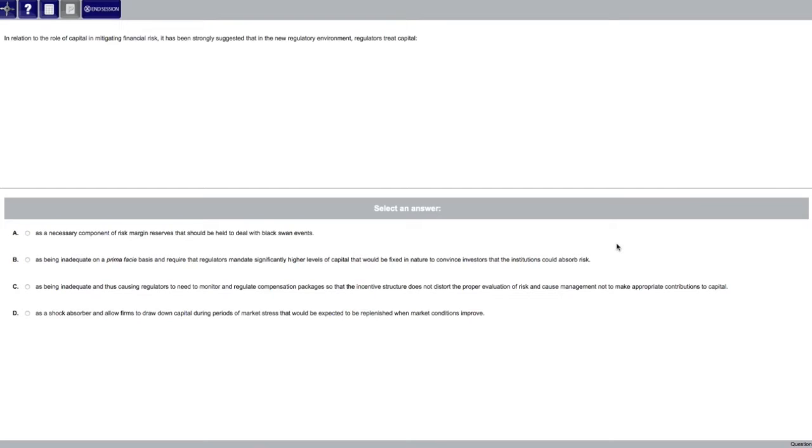In relation to the role of capital in mitigating financial risk, it has been strongly suggested that in the new regulatory environment, regulators treat capital, and our options are, as a necessary component of risk margin reserves that should be held to deal with black swan events. And a black swan event is a sudden event that has a huge impact that cannot be predicted.